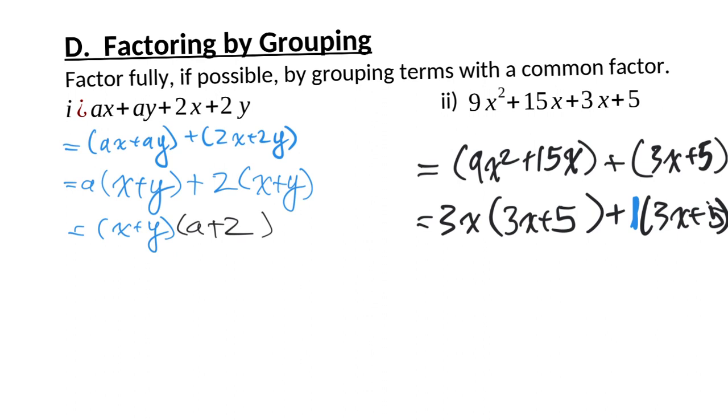So now we do what we did before. We pull out the 3x plus 5 since it's common to both multiplicative complexes. And then we end up with 3x plus 1 into the second bracket. Okay?